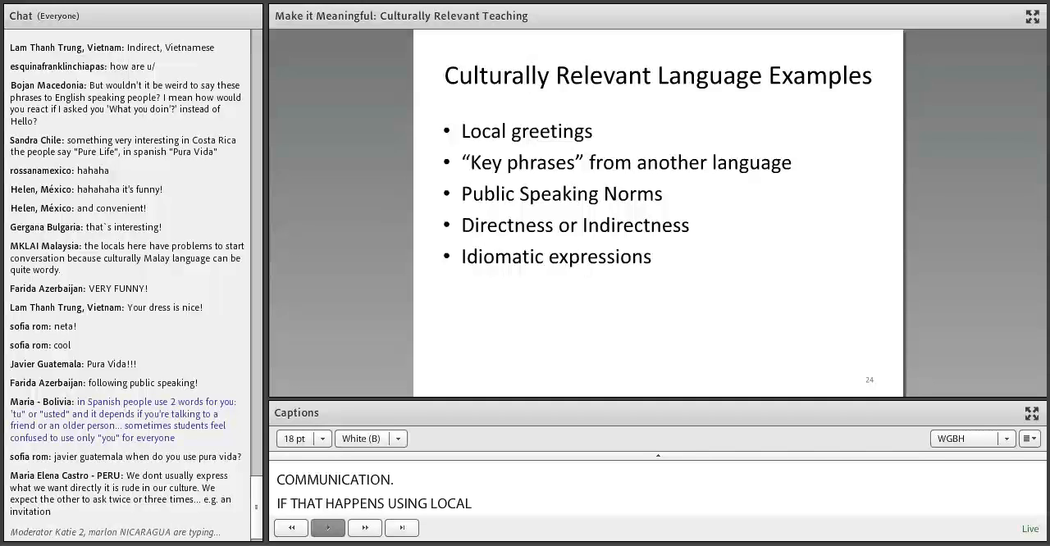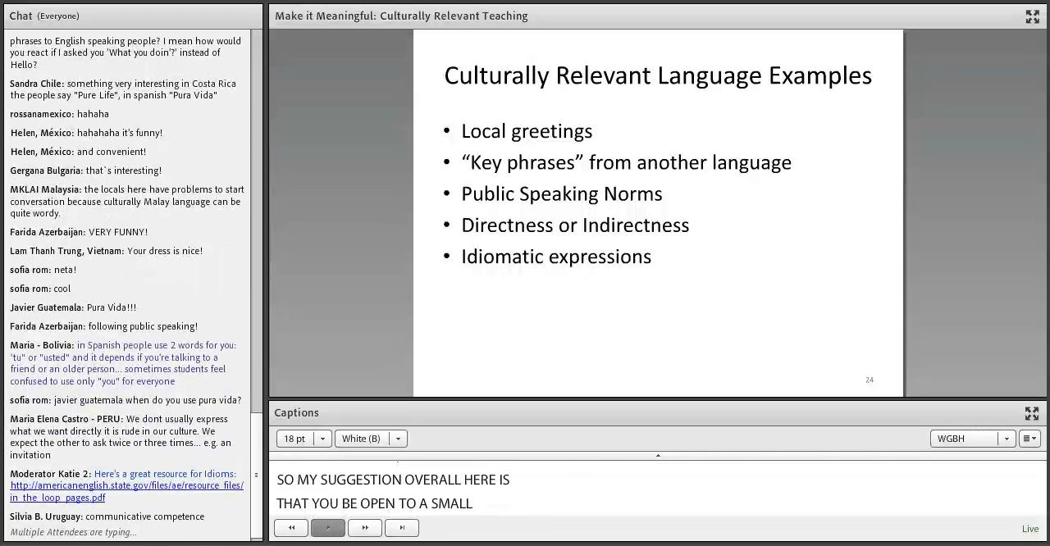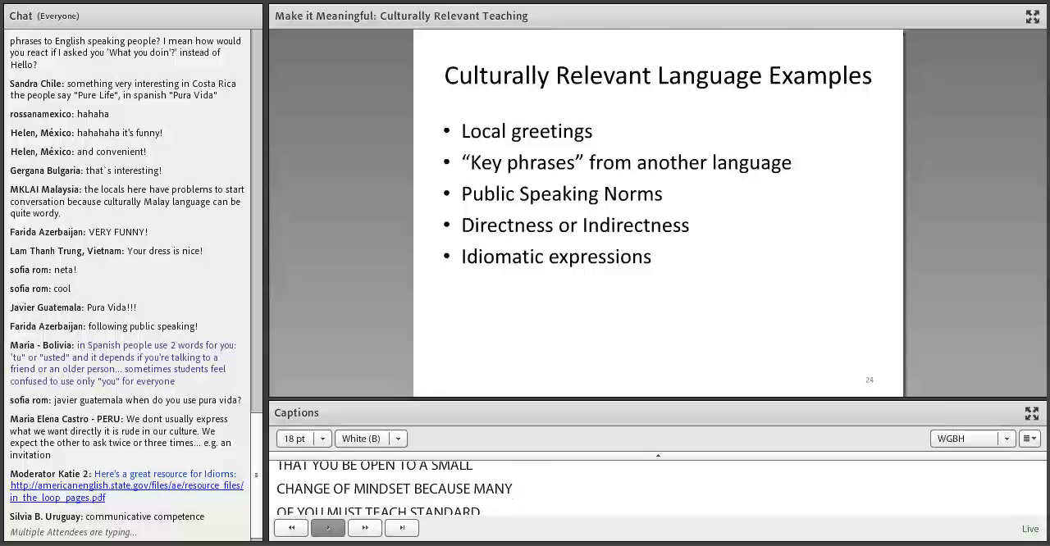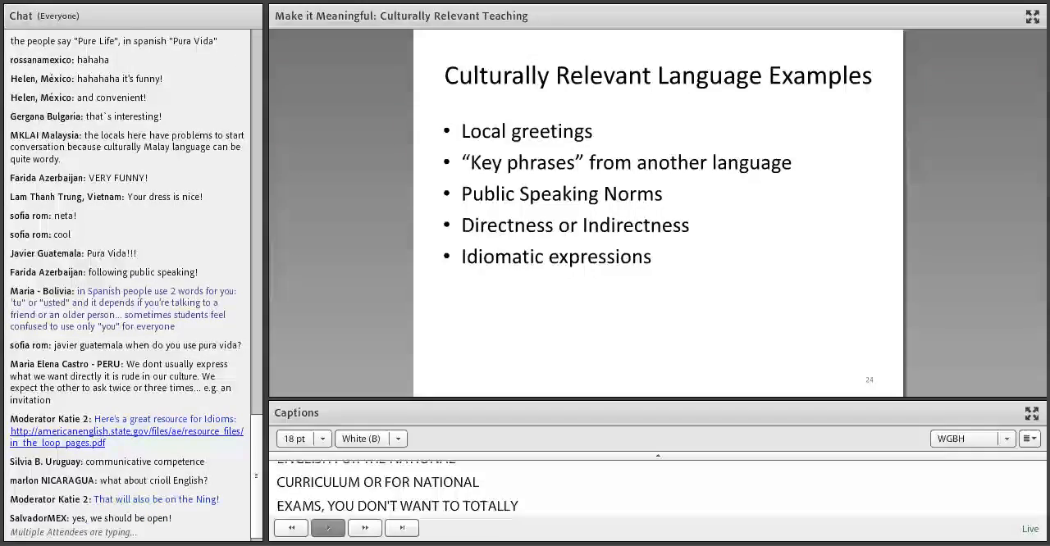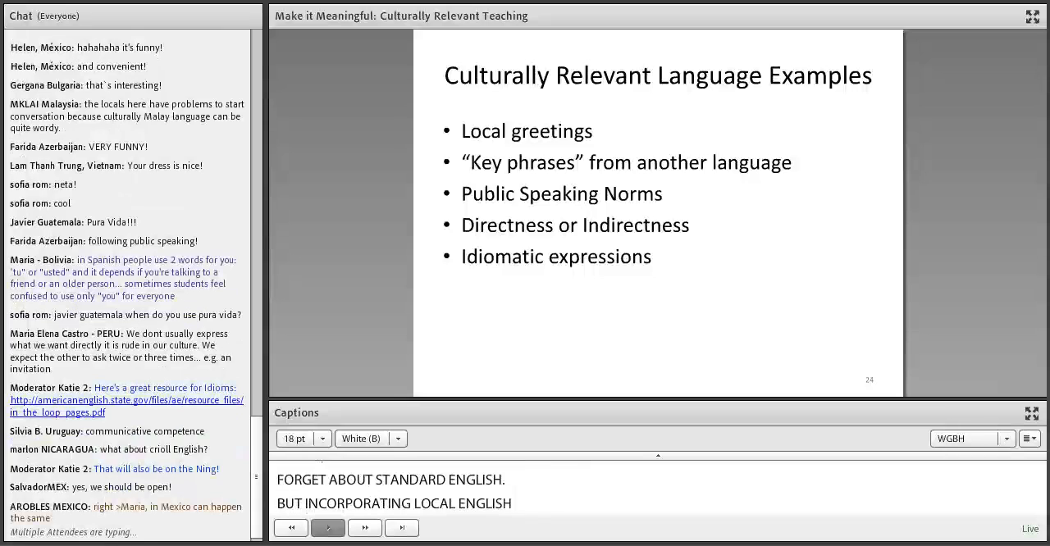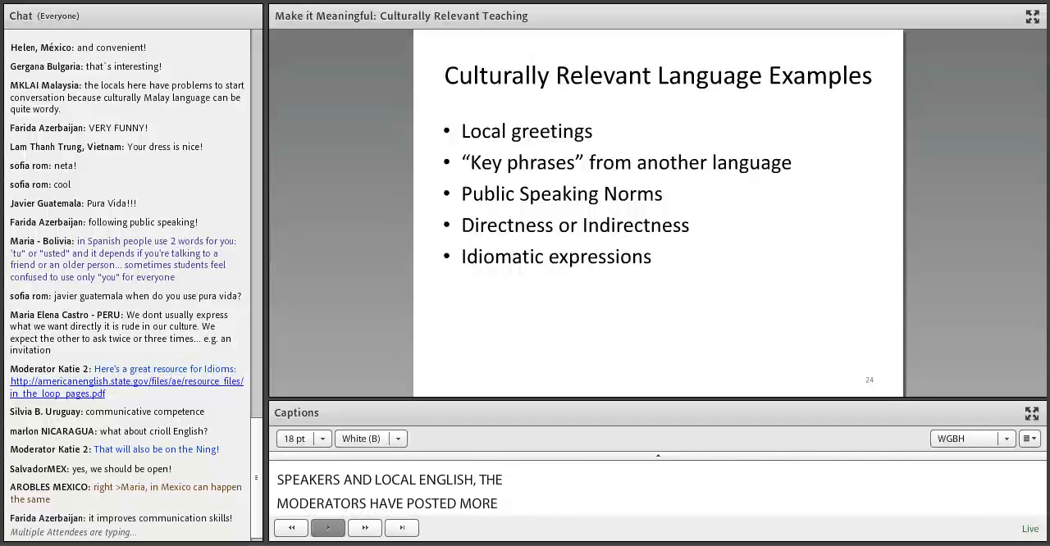So my suggestion overall here is that you be open to a small change of mindset. Because many of you must teach Standard English for the national curriculum or for national exams, you don't want to totally forget about Standard English. But incorporating local English can have very positive effects for your students' comfort and motivation. If you'd like to read more about non-native English speakers and local English, the moderators have posted some more resources about this on the Ning.